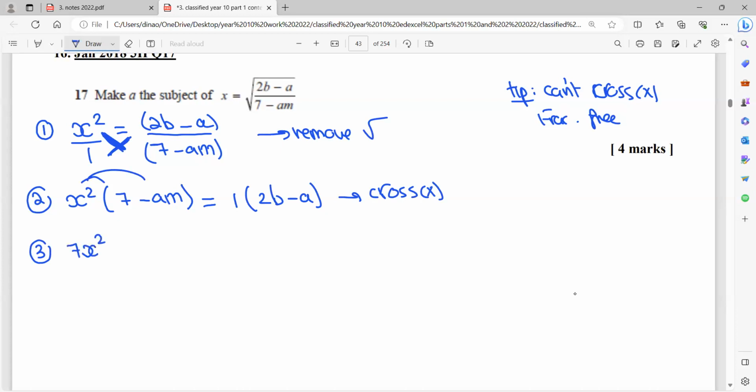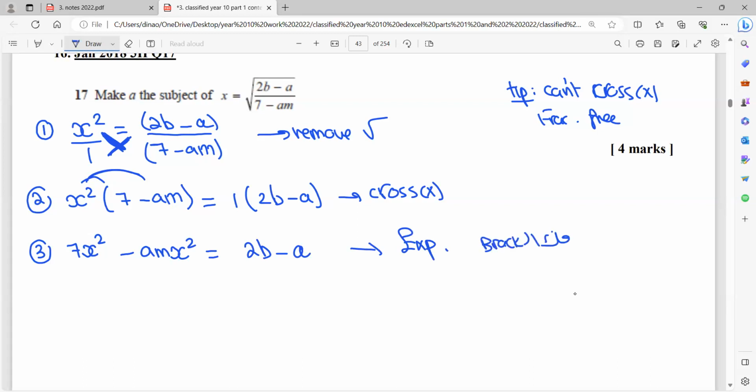Please remember to write the number first, not x squared 7. X power 2 times am is minus amx squared. Equals, of course, 1 times the bracket will be the bracket as it is. So this is the step of expanding the bracket.